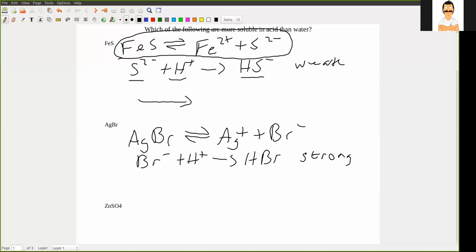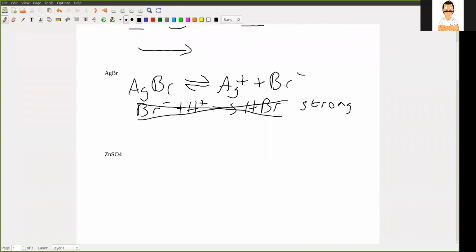So that doesn't really qualify, and that means that if you were to try to dissolve silver bromide in acid versus water, you would get the same result. The water would dissolve just as well as the acid would.